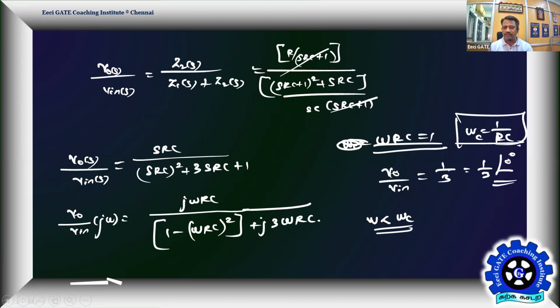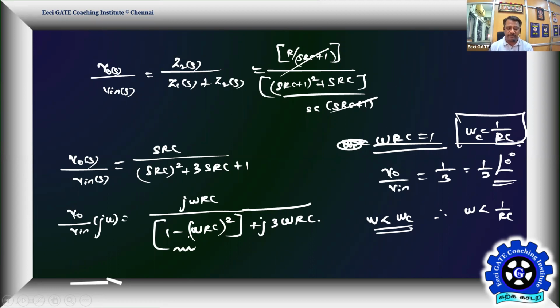Okay, the point is this. Omega is going to be less than omega C, and omega C is 1 by RC. Therefore, omega is less than 1 by RC. That means omega RC is 0.1 by RC, 0.2 by RC, like that. So omega RC will be less than 1, which means it is going to be positive real.